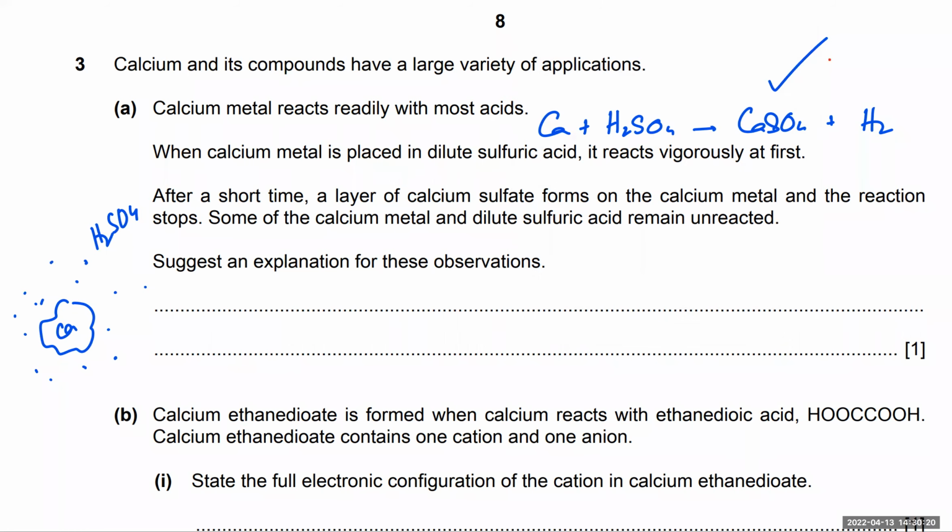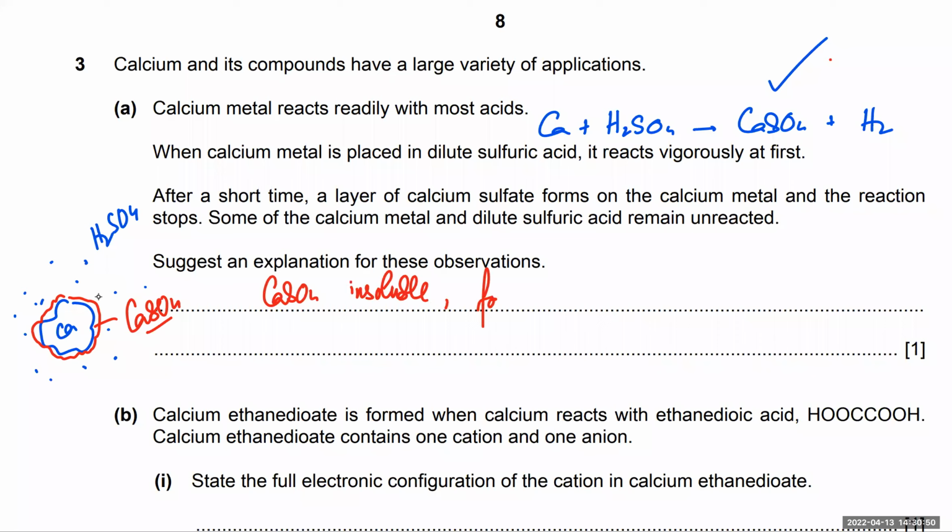So what will happen is, as calcium sulfate forms, there's going to be a deposit of calcium sulfate on top of the calcium, because it's not going to dissolve. So the calcium sulfate starts forming on the top surface, and as it forms there, the calcium will no longer be able to react with the H2SO4 because there's going to be a protective coating. So the explanation for this is that calcium sulfate is insoluble.